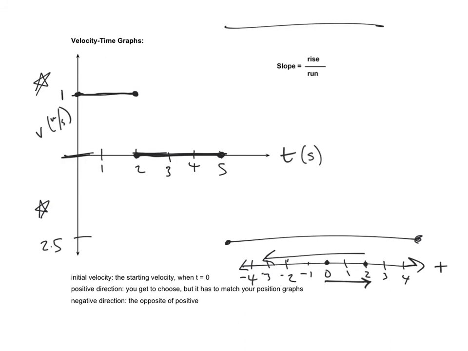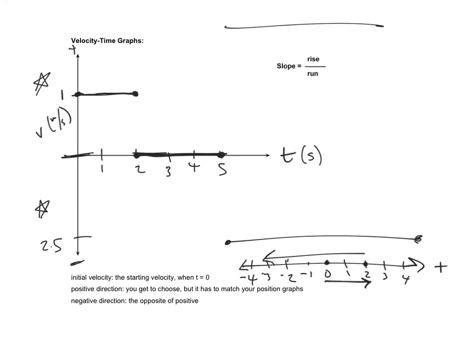The actual number isn't super important right now, but you need to see that we're going to have a bigger number because I'm moving faster, but it's going to be in the negative direction, so it goes on this negative side of the graph as opposed to the positive side of the graph.